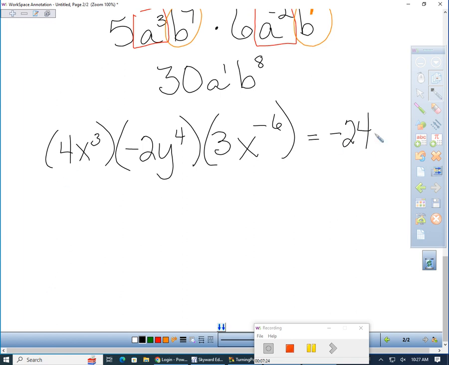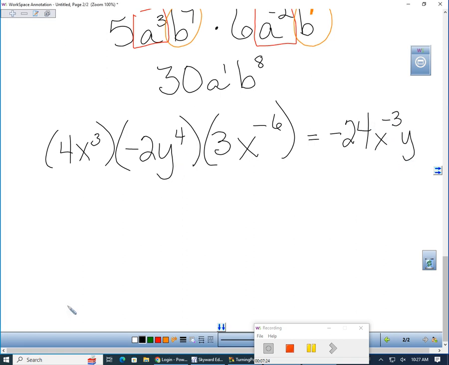Now we're going to start with our x's. I have x to the 3rd, and I have x to the negative 6. Good. X to the negative 3. Then I have a y. Y to the what? 4. Am I done? No. What do we have to do, you guys? Correct. So I have negative 24 y to the 4th. My x to the negative 3 has to go to the basement, and my exponent becomes positive.